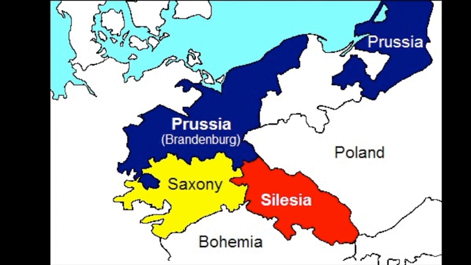So, Frederick invades Silesia. Why does he invade Silesia? And you can see Silesia here on this map. Again, I've said this before, it's part of Poland today. It was part of the Austrian Empire back then. Why does Prussia invade it? Well, it's good fertile land for farming. But the Austrian Empire had done absolutely nothing to provoke Prussia. This was simply a very aggressive land grab.